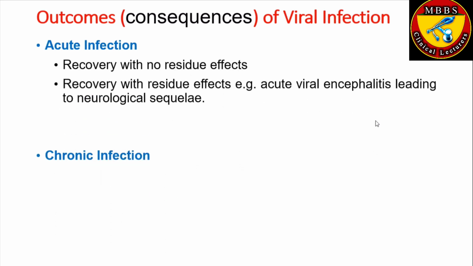In acute infection, the outcome can be full recovery with no residual effects, or recovery with residual effects, for example acute viral encephalitis leading to neurological sequelae. Death can occur, or it can proceed to chronic infection. So these are the outcomes or consequences of an acute viral infection.